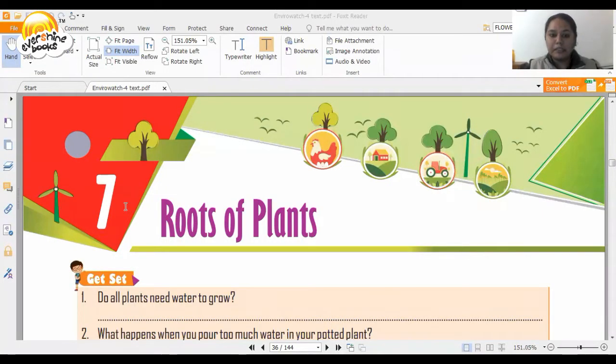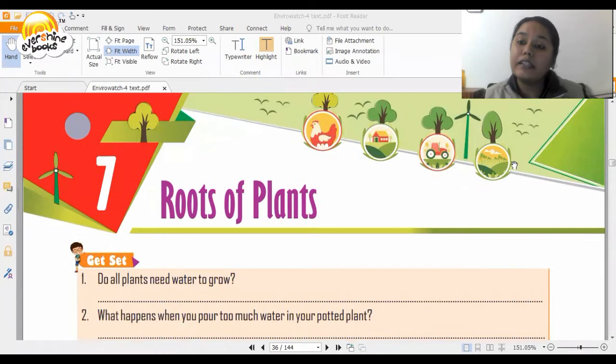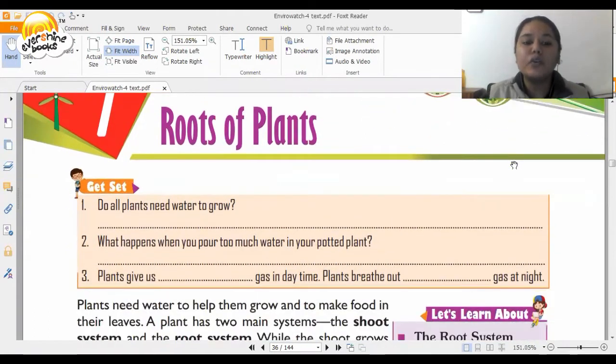And today from your book Enviro, we are going to be reading chapter number 7. So let us find out what this chapter is all about. As I already told you, this is chapter number 7 and the name of the chapter is Roots of Plants. So we are going to study what exactly a root is and what the different kinds of roots are.